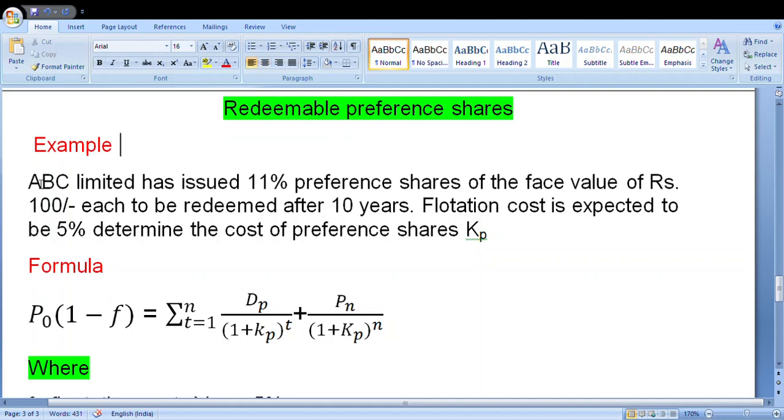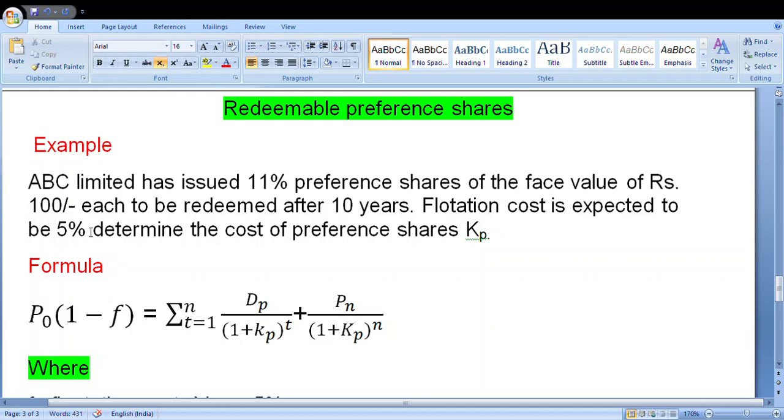We have an example here. The example also clearly says that the shares are to be redeemed after 10 years. Now let's see the example. ABC Limited issued 11% preference shares. That means 11% is going to be the preference dividend. The face value is 100 rupees each. That means 11 rupees is going to be the annual preference dividend. As nothing is mentioned, we have to assume that it is an annual preference dividend.